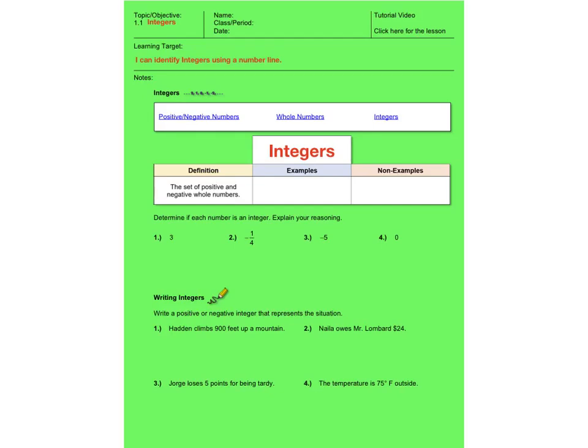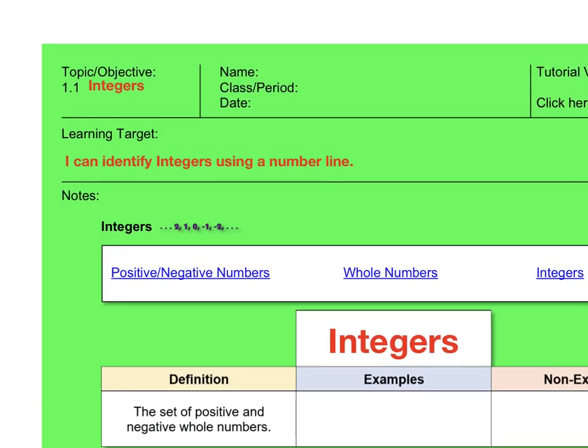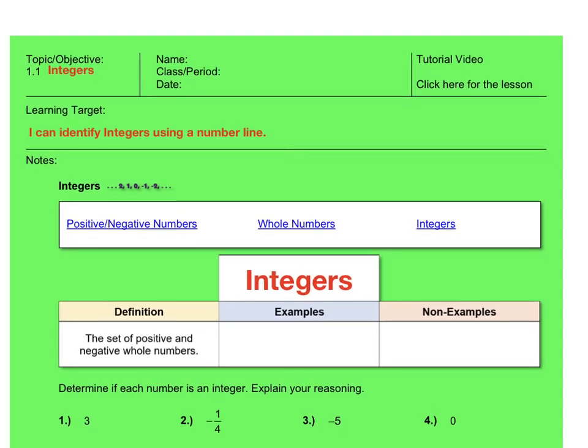Okay, this is our first lesson of the year, and it's on integers. If you look at our learning target up on the top, we can identify integers using a number line. The first thing you can do is click on these three links here. Sort the numbers in this link as positive or negative. On this one, sort the ones that are whole numbers, like whether it's a whole or not a whole. And then here I want you to figure out what numbers are integers and what numbers are not, and then hopefully you'll figure out the definition from that sort.